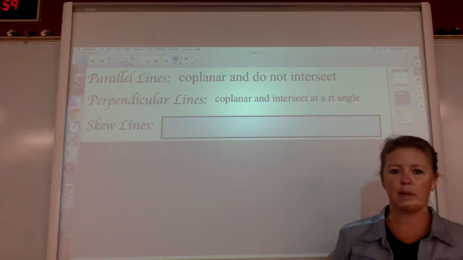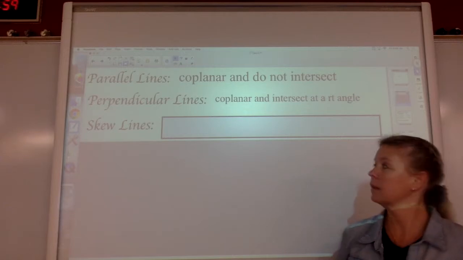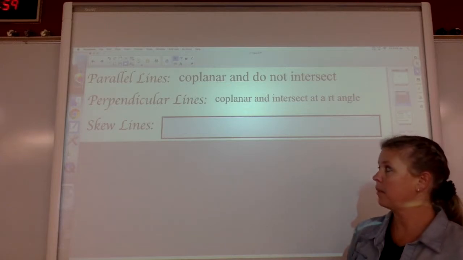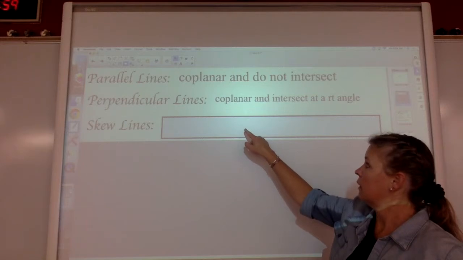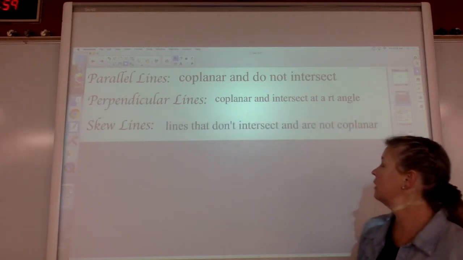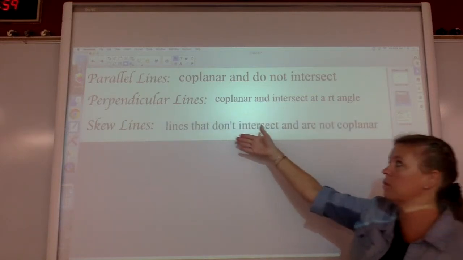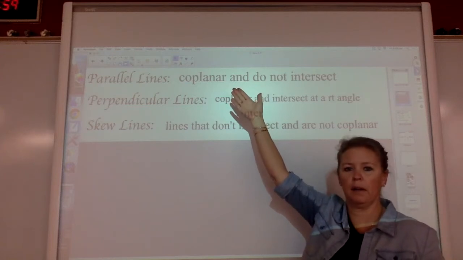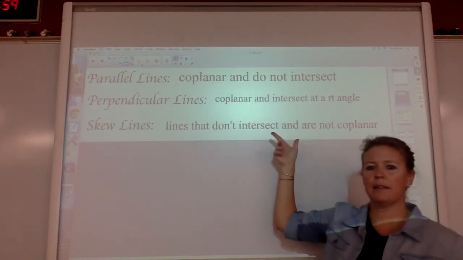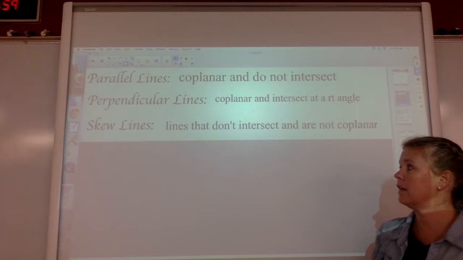Skew lines, that may be a new word. Skew lines, not parallel, not perpendicular. They are lines that do not intersect, so you've been always told that those were always called parallel lines, lines that don't intersect. But in this case, they are not coplanar either.